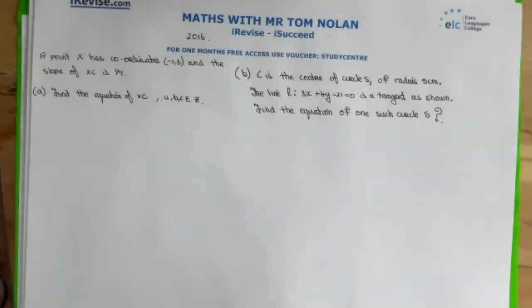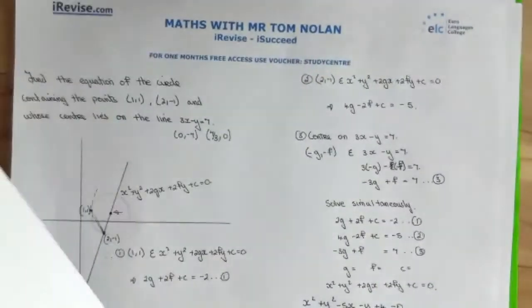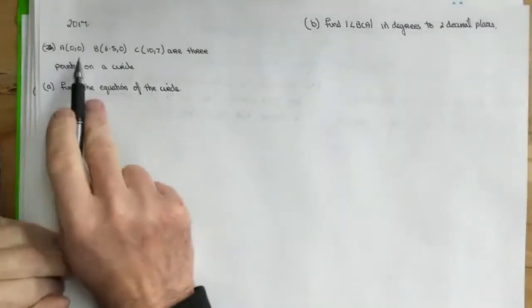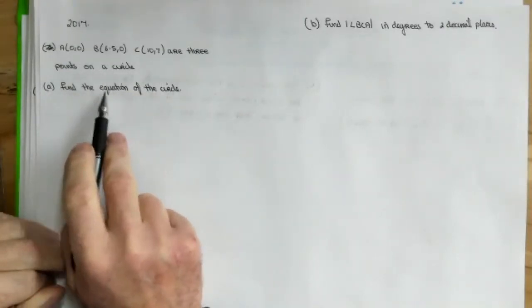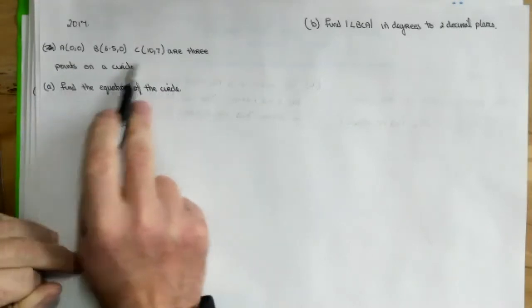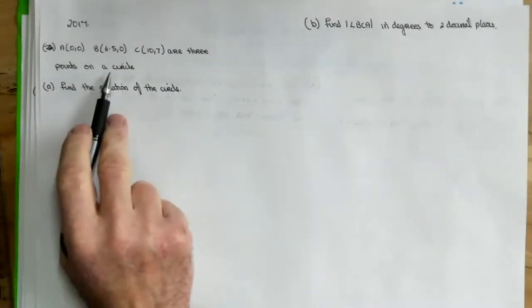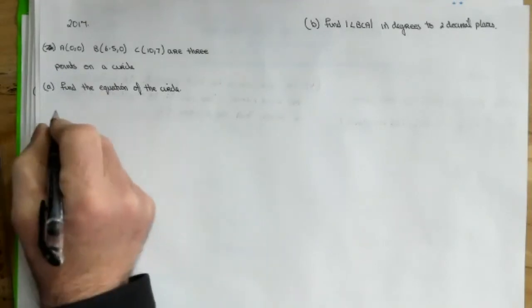Do you want to open your papers on 2017? In 2017, I have it written here, it says, A, B, and C are the 3 points on the circle. Find the equation of the circle. So I want to find the equation of this circle. Would you like to do that now as an example?